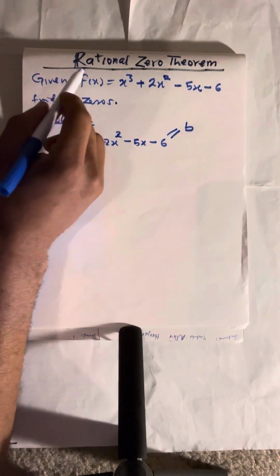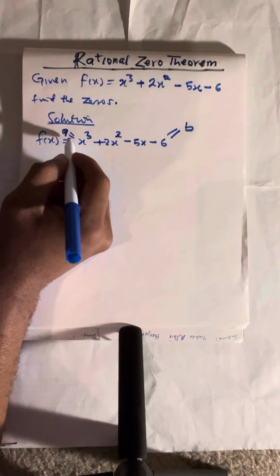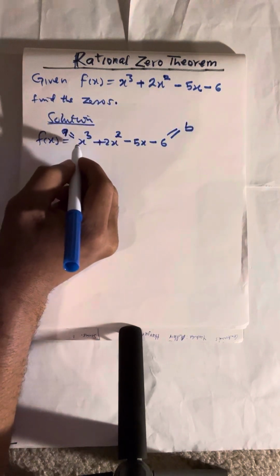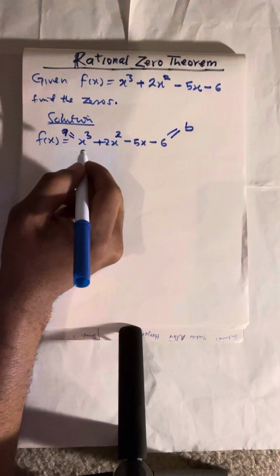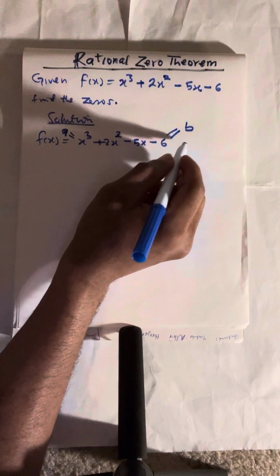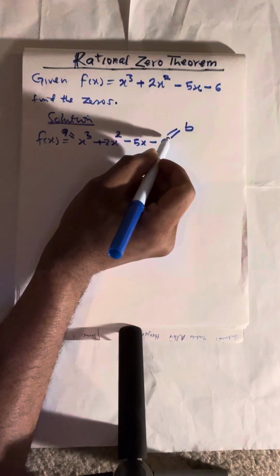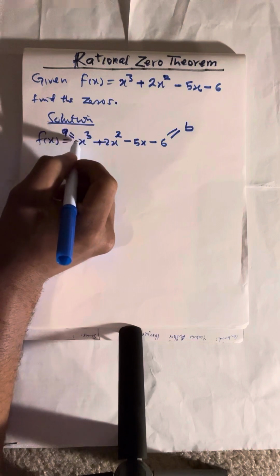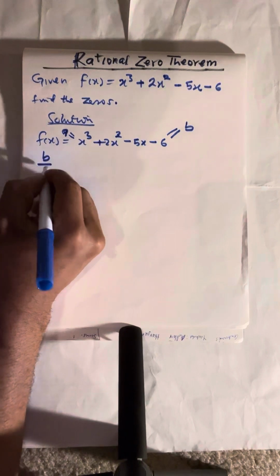So how do I get the rational zeros of this function? The value that I put into x that will give me 0 will be a factor of this last constant divided by a factor of this coefficient. So let's see, b over a.